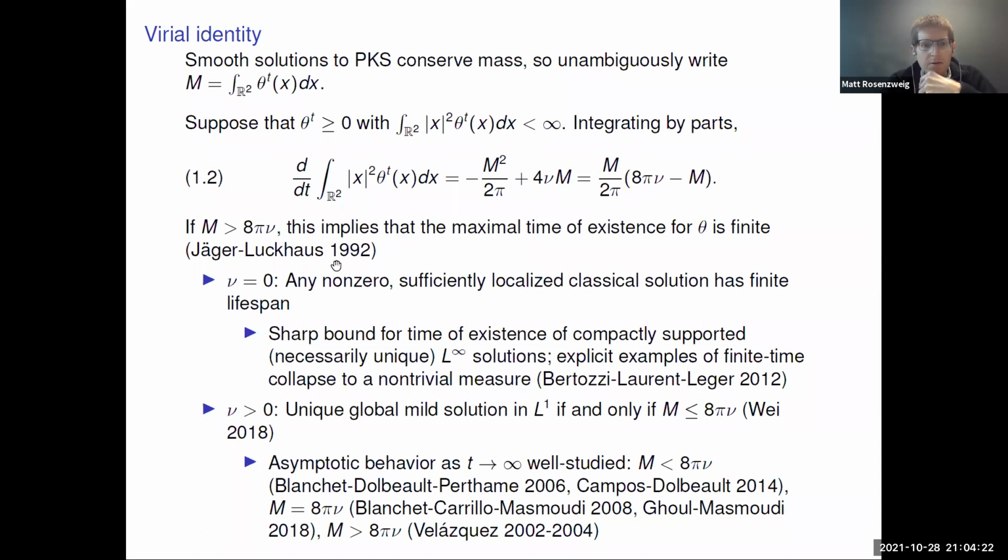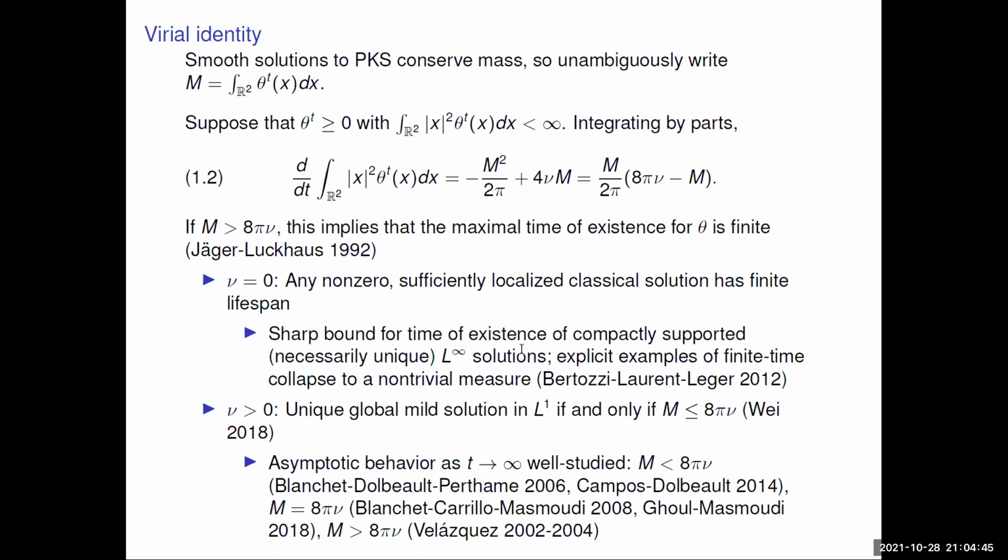As far as I know, this was first observed by some work of Jäger and Luckhaus in the 90s. So what are the implications of this? Well, if nu is equal to 0, this tells me that any non-zero sufficiently localized classical solution has finite lifespan. And in fact, there's a sharp bound for the time of existence of any compactly supported, which are necessarily unique, L-infinity weak solutions. And you also have explicit examples of finite time collapse to a non-trivial measure, as shown by some work by Bertozzi, Laurent, and Léger.